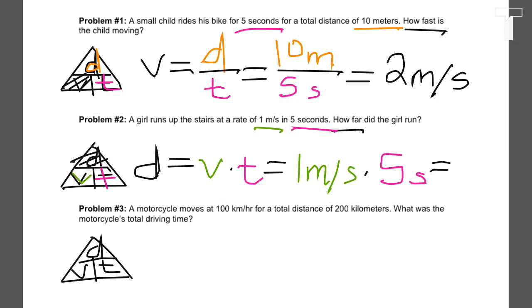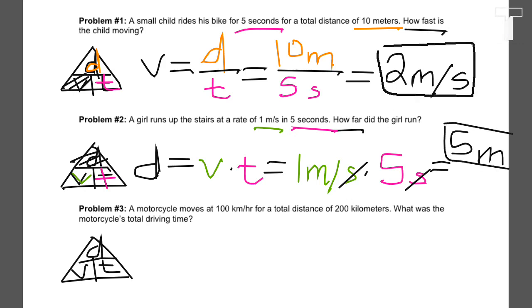So 1 times 5 is 5. We cancel out units, so we have seconds here. They get canceled out. We have 5 meters as our final answer. So here's this final answer, and here's this final answer. And now we get to our last problem.